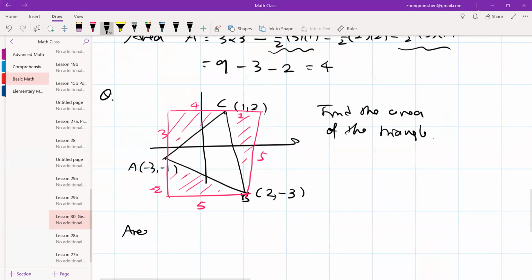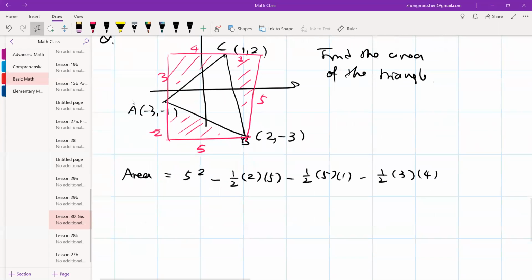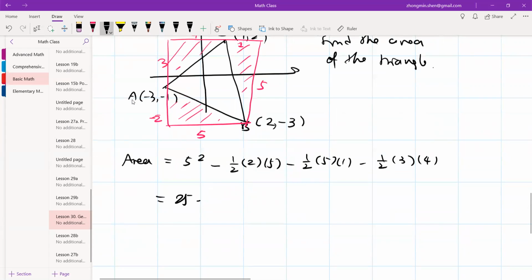So the area is going to be the area of the square minus the area at the bottom. It's going to be 5 times 5 minus the area of the other side on the right hand side minus the area of the triangle at the top. So what do you get? 25 minus 5, 20. 20 minus 6, 14. 14 minus 2.5 is going to be 11.5.